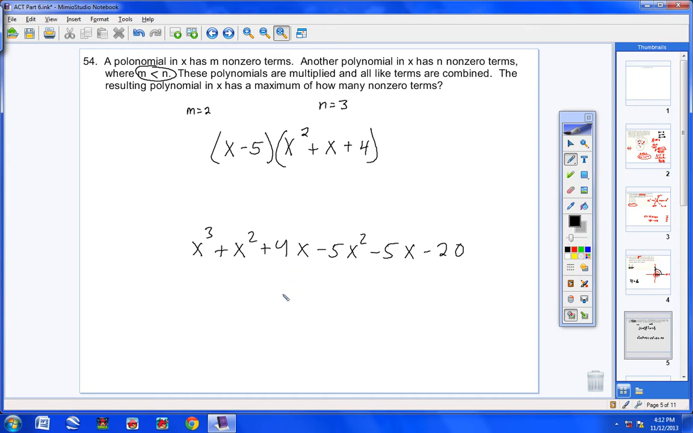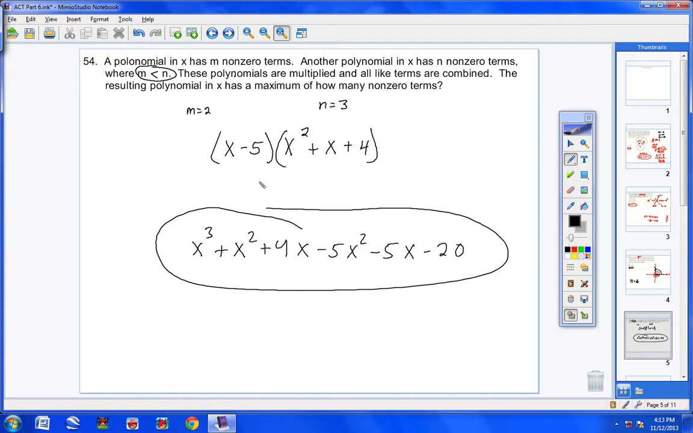Now, I know what you're saying. Mr. Earhart, we have like terms. We can put them together. I know that, but please read the question carefully. The resulting polynomial, after you've multiplied, these polynomials are multiplied, and all like terms are combined. The resulting polynomial, this is my resulting polynomial right here, in X, notice it's all in X, I have all X's here, has a maximum of how many non-zero terms?